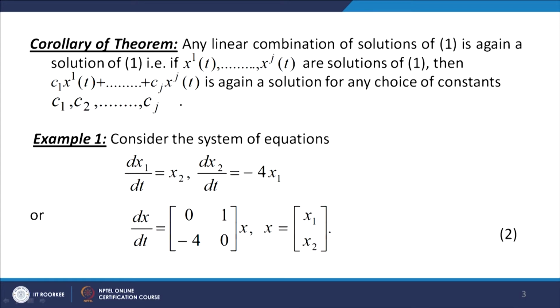So, this can be written in the form of the matrix equation dx by dt equal to, now here the coefficient of x1 is 0, so we have 0 here, coefficient of x2 is 1, and in the second equation the coefficient of x1 is minus 4, coefficient of x2 is 0. So, we have the coefficient matrix A as [0 1; minus 4 0], and x is (x1, x2). So, we can write the given system of two differential equations in a convenient form, which is dx by dt equal to Ax, where A is the matrix [0 1; minus 4 0].